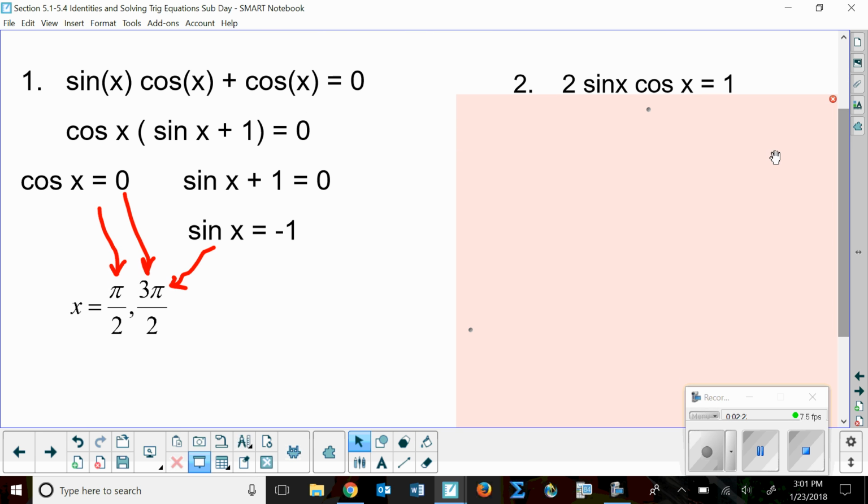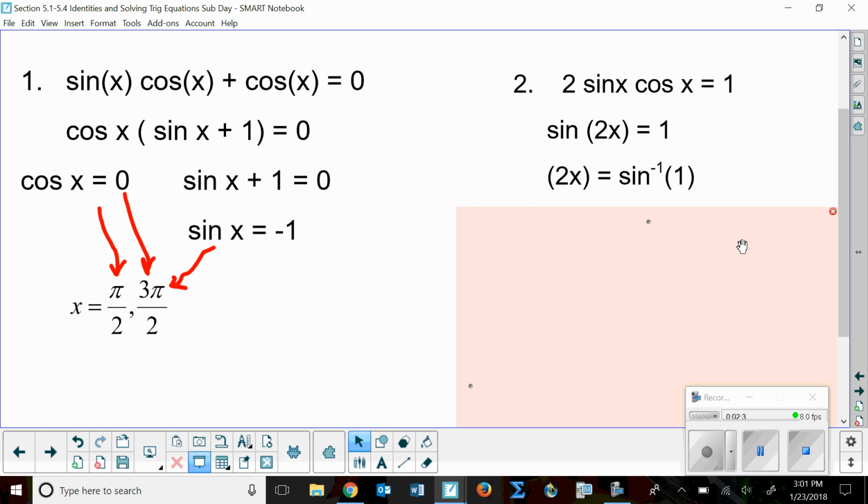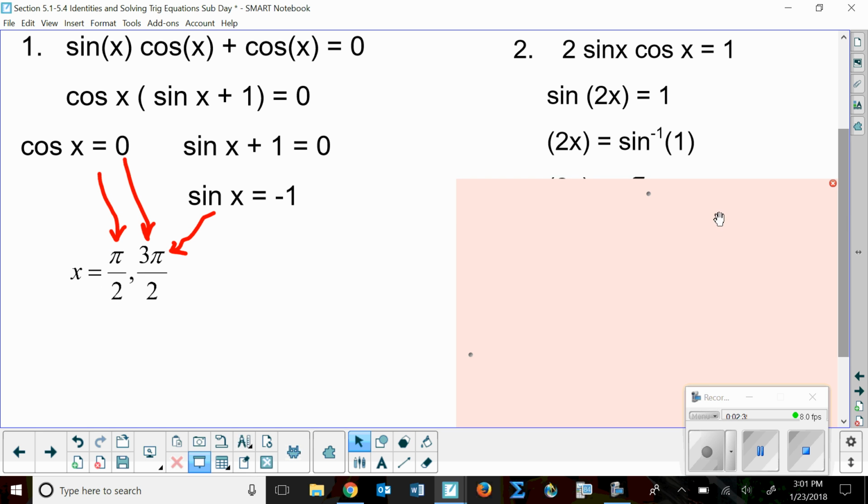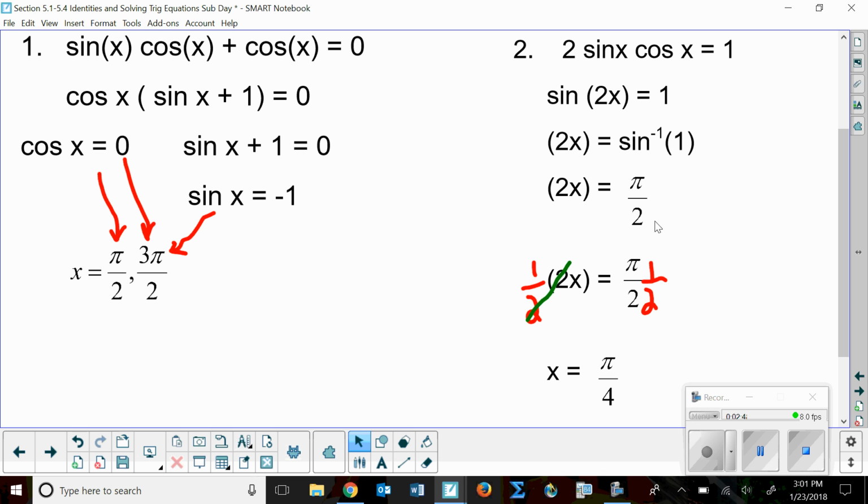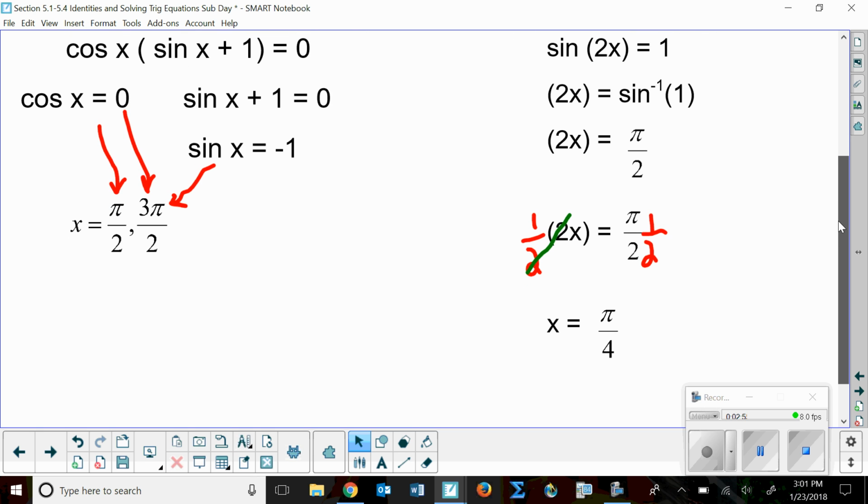Number 2 is a little bit more difficult. Hopefully you saw that you can replace 2 sine x cosine x with sine of 2x. And then we're going to go back to last semester and how we used inverses. The angle 2x is equal to the inverse sine of -1. And that means, what angle has a sine of -1? Hopefully you realize that's at 3 pi over 2. So at this point you just have 2x equals 3 pi over 2. And in order to get x alone, you can multiply both sides by 1/2 or divide by 2, either way, and you get x equals 3 pi over 4.